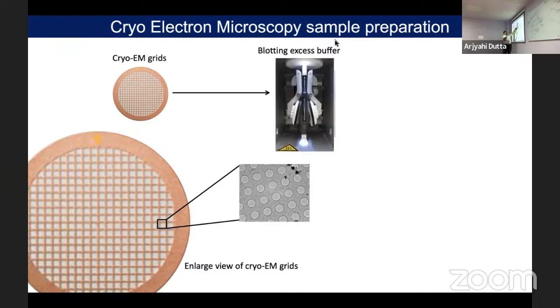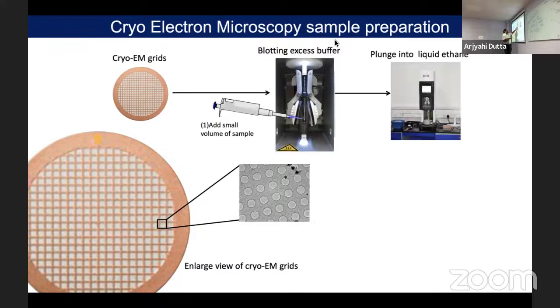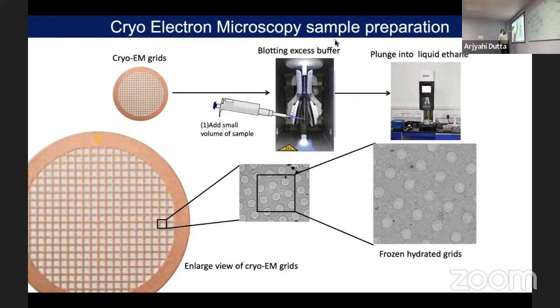What we are doing, we are using a Vitrobot, we are adding sample here. We blot the extra sample using this filter paper. I have a video, I'll just show you how to do this. Then when you quickly plunge it into liquid ethane, it will form an amorphous ice inside that hole.